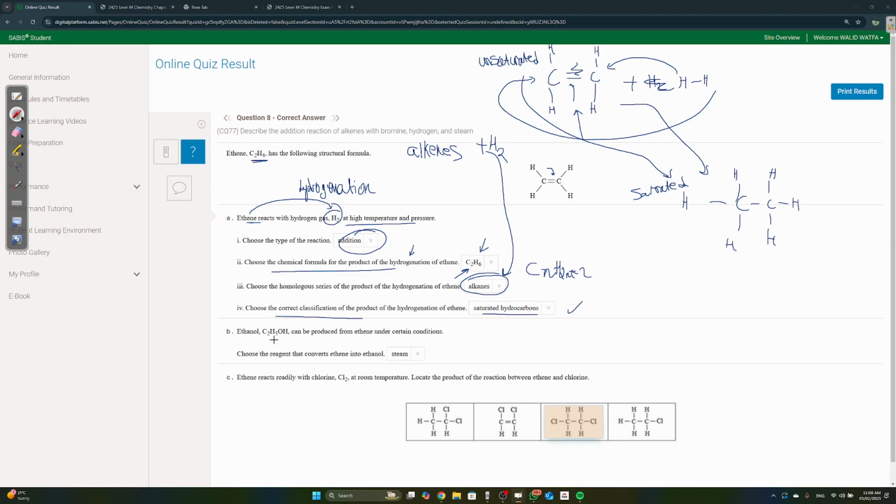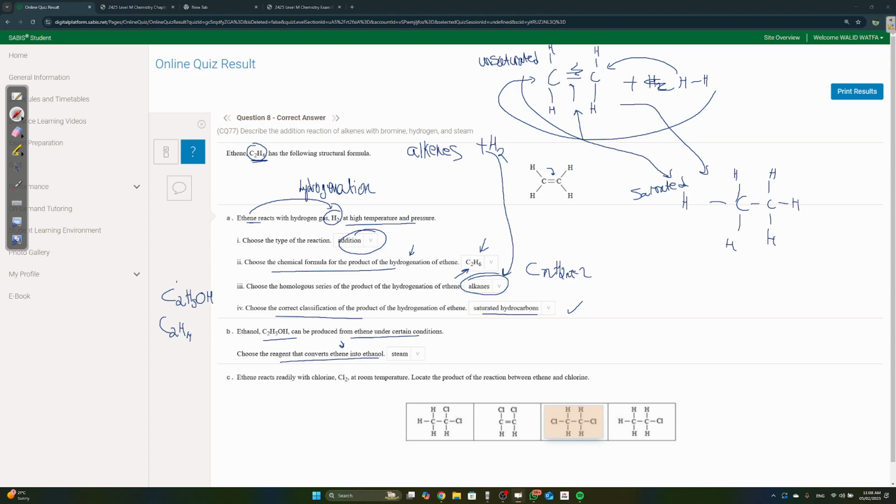Okay? Ethanol C2H5OH can be produced from ethene under certain conditions. Choose the reagent that converts ethene into ethanol. Well, let's say you don't know this. Let's say you don't know that you can produce an alcohol from adding water to an alkene. But let me explain to you. Let's say you have C2H5OH. You're asked to produce C2H5OH from C2H4.